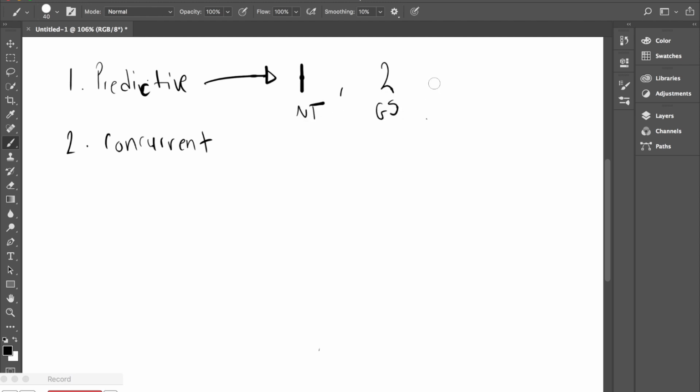Gold standard. And the measures that we use to report predictive criterion validity are sensitivity, specificity. We can actually also perform regression to measure predictive criterion validity. So again, with predictive criterion validity, you perform your new test at time 1, then you perform your gold standard test at time 2.